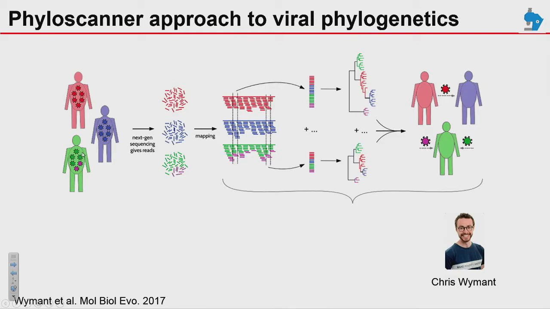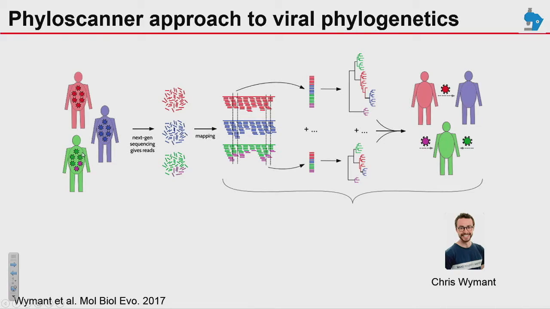What next-gen sequencing does is give us reads of approximately 250 to 350 base pair length, and it comes all jumbled up like this. Then we have to map that to an HIV genome, like this, and you have all these little reads of varying depth across the genome. The phyloscanner software that was developed by Chris Wymant takes these reads, maps them, and then scans across the genome, creating these phylogenetic trees at each step across the genome.